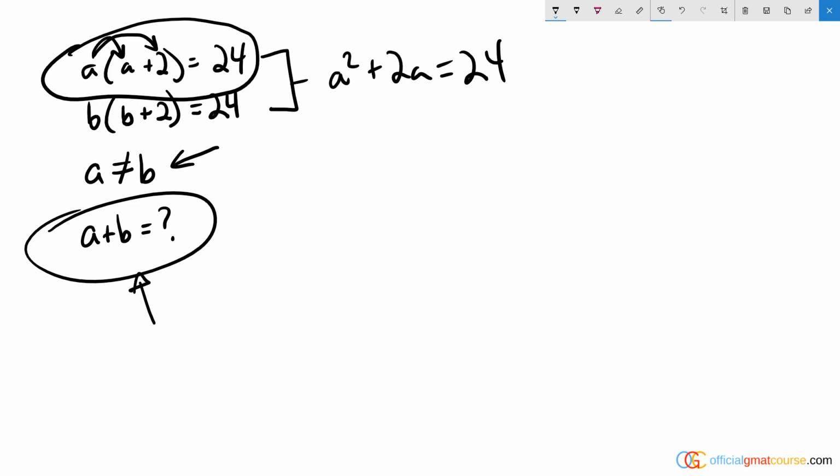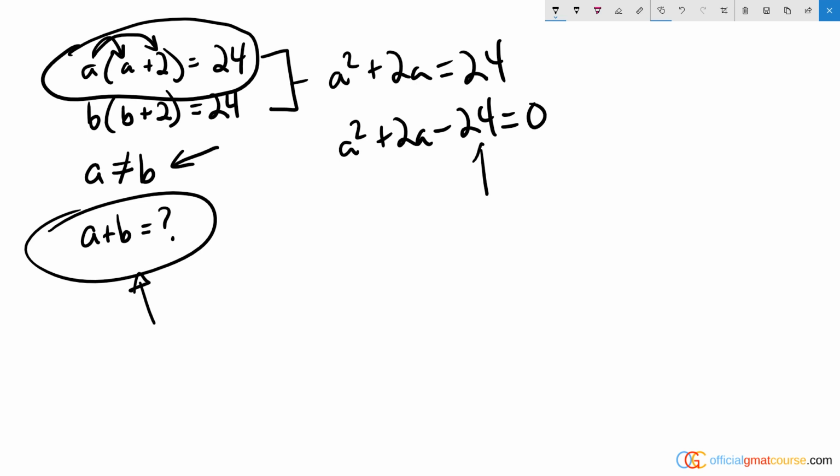Now, in a quadratic, we want to always bring all the variables, all of the information over to the left-hand side and set the entire thing equal to 0. So here we're going to have A squared plus 2A minus 24 equals 0. So all I've done is subtract 24 from both sides.